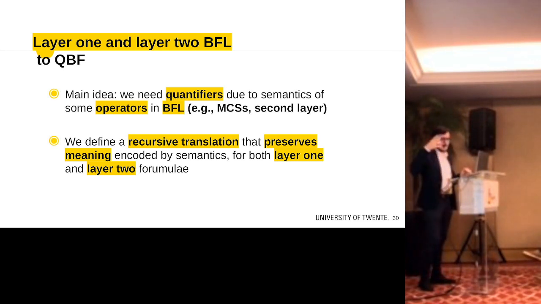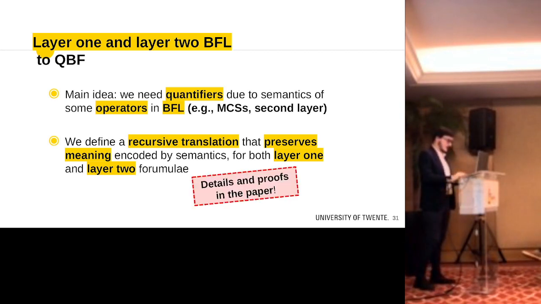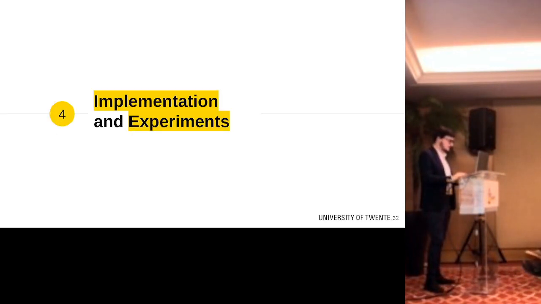And then, of course, we define a recursive translation that preserves the meaning that we originally intended in the semantics of the original logic for both layer formulae. If you're curious about symbols, mathematics, proofs, you can find those in the paper. I'm just giving you the rough idea here. Yeah, and then I'll finish by talking briefly about the implementation and the experiments.